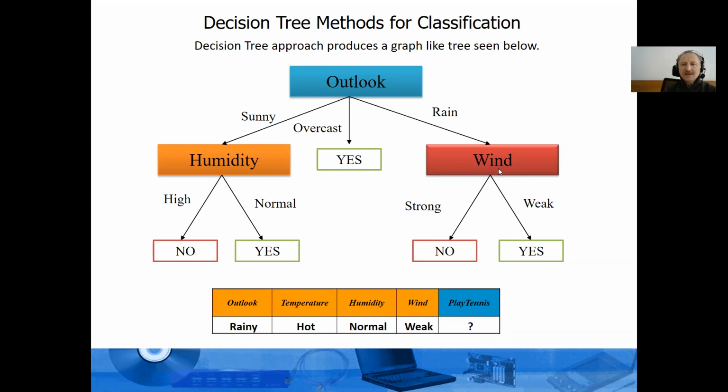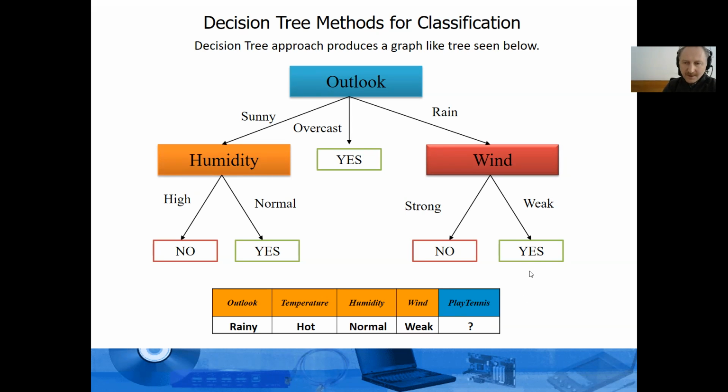And then next you check the wind attribute of the input, and you check if it is strong or weak. Since it is weak, the output will be yes. This means if you have a weather condition where outlook is rainy, temperature is hot, humidity is normal, and wind is weak, they will play tennis. You can make predictions according to this decision tree model easily. If you want to know whether they will play tennis or not, you can tell that most probably they will play tennis.